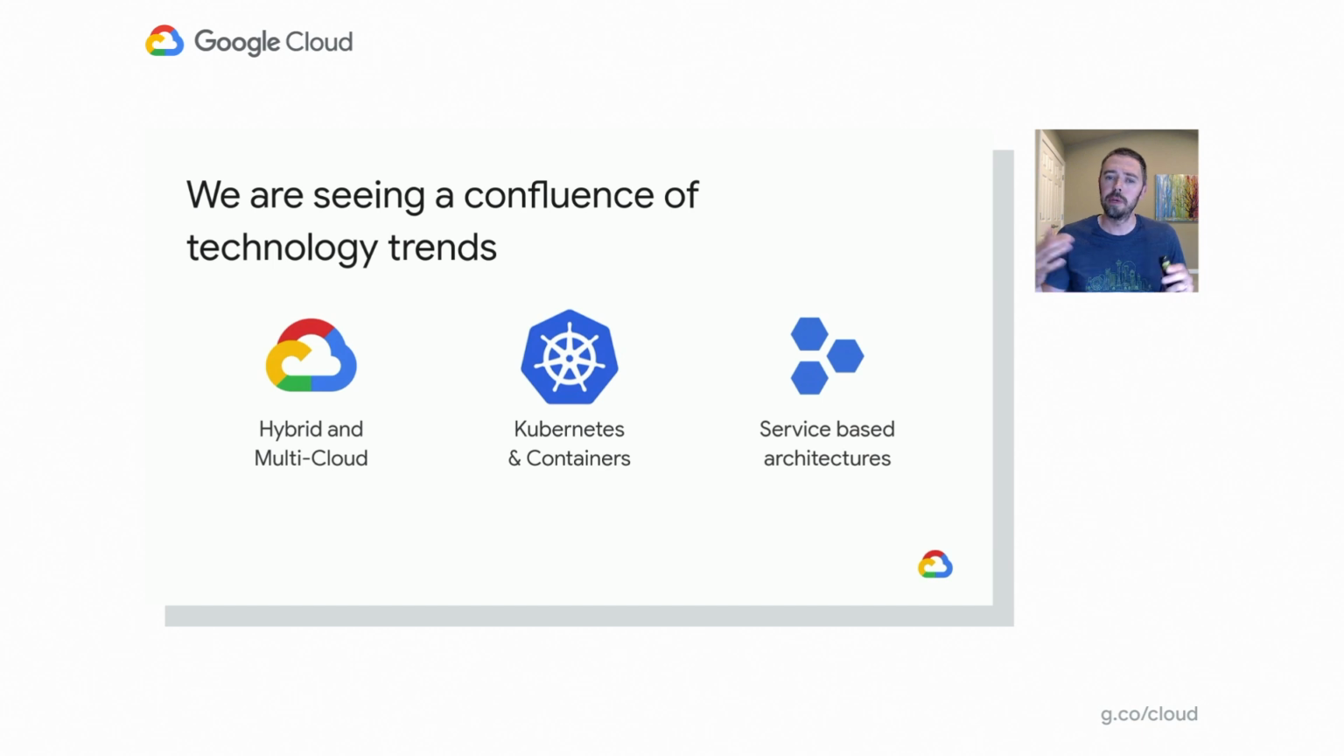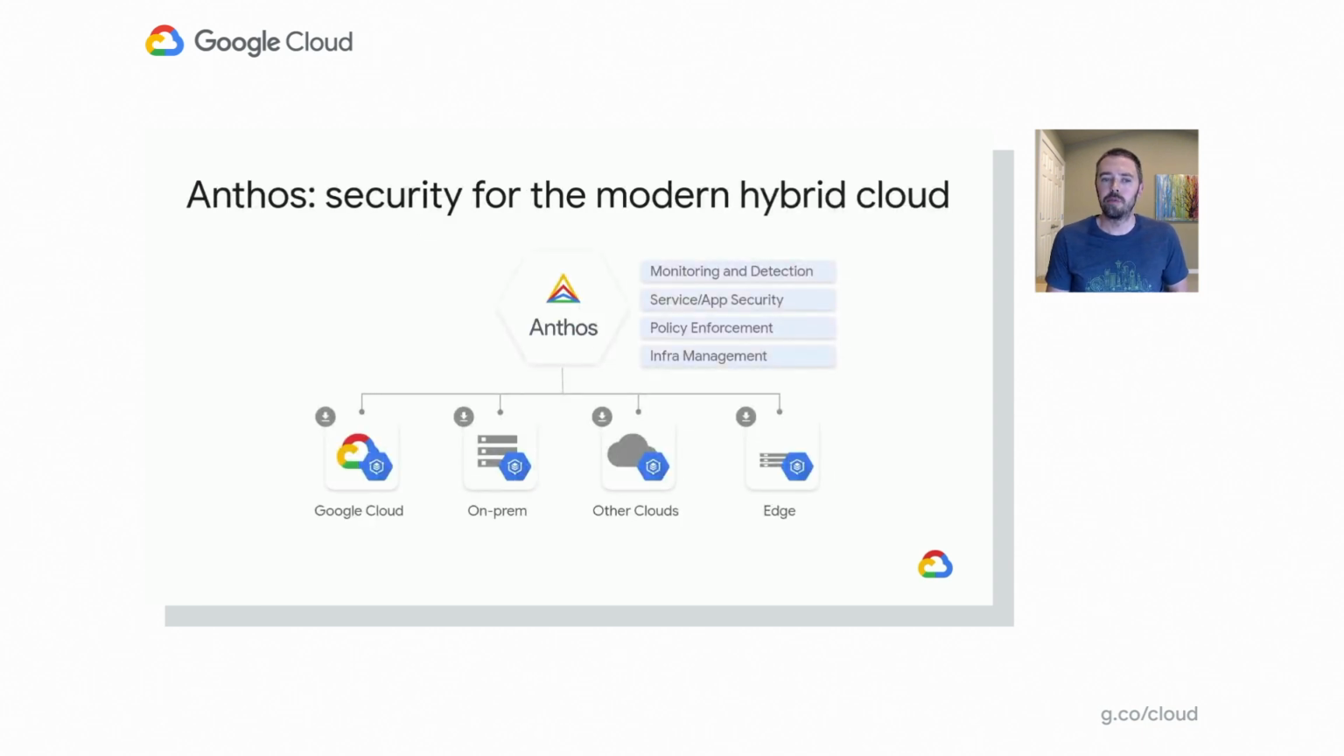We also have these big monoliths that have been broken down into microservices. And all those microservices now need authentication and authorization to be able to talk to each other. And that needs to happen inside the perimeter. So this is where Anthos really starts to come in and help.